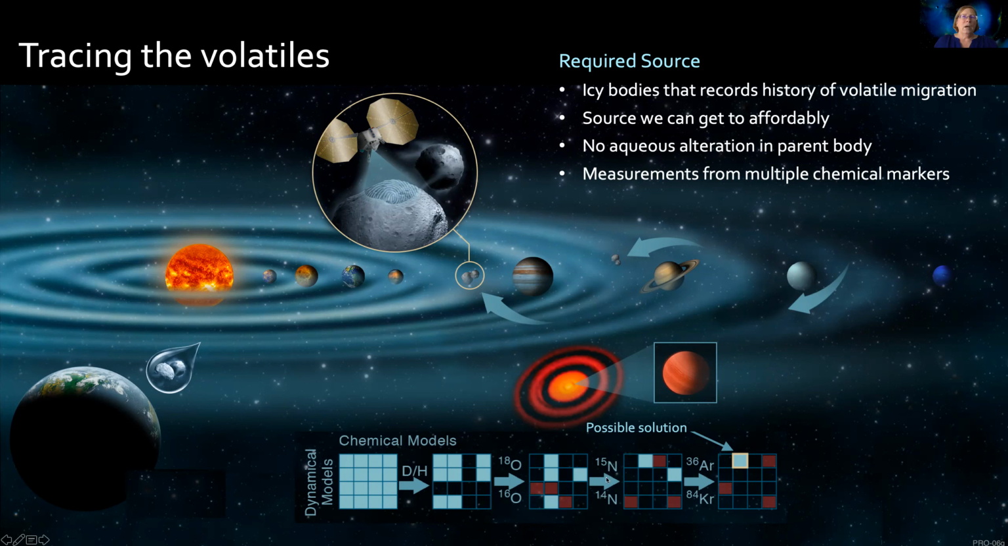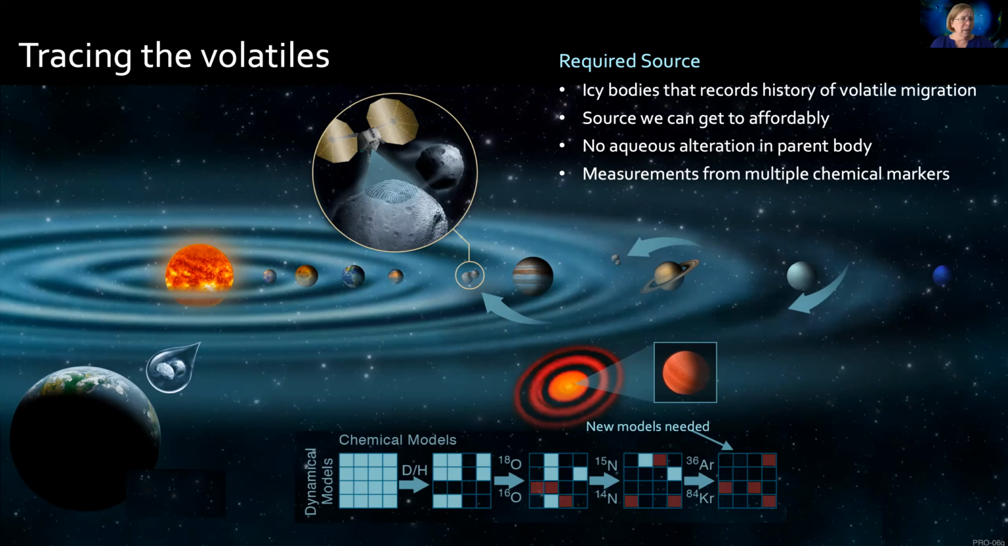As you add more and more chemical markers, you may end up with a single solution that works for all of them, which would tell us that we understand where things came from. Or it may be that there's no solution and we need more models.